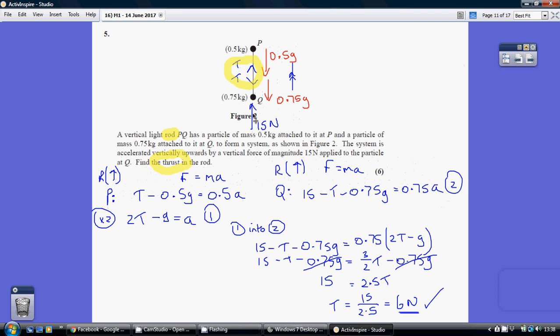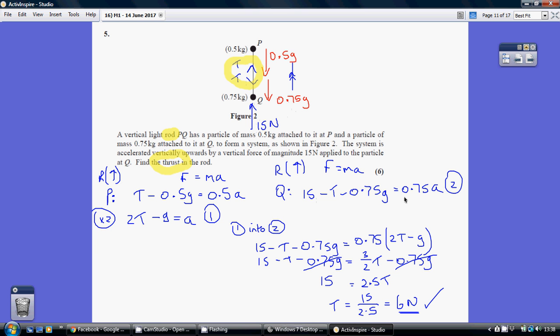Then moving on to particle Q, again resolving upwards using F equals ma. So my net force upwards is 15, take away the thrust and take away the 0.75 g. So that, take away that, take away that. And that net force equals its mass of 0.75 A.